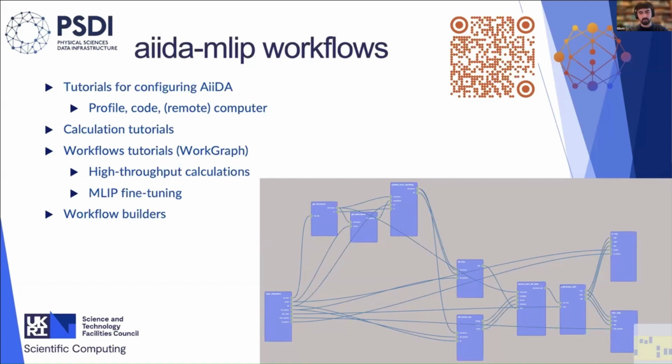But then we also show how to combine these different nodes in order to build up a workflow. So for example, we have an example of how to do high throughput calculations. So you might want to do geometry optimization of a large number of structures. We show how to do this. And we also have a workflow builder to do this in a very automated way. And now more recently, we've been developing a series of fine-tuning example workflows. So these, I'll show this in a second, but essentially we want to be able to build up in various different ways new sets of data that we can add to fine-tune a foundational model.